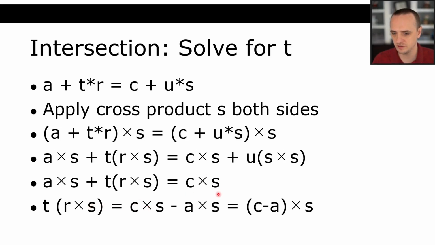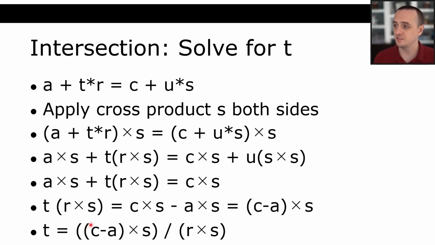That's equal to this C cross S minus A cross S. And now we do the same thing that we did before, where this right here is equal to this right here, right? Because it's the reverse of what we did before. Instead of expanding it, we're contracting it. So this is C minus A cross S. So T times R cross S is equal to C minus A cross S.